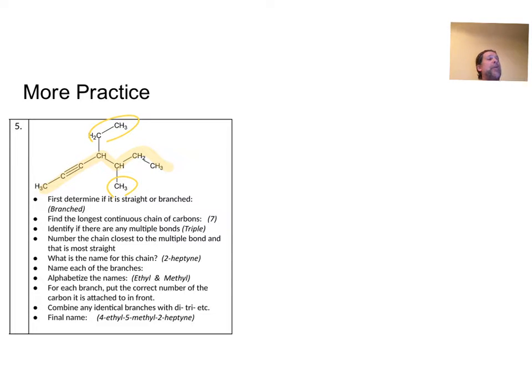It's got a multiple bond, and the multiple bond happens to be a triple bond, so it's an yne. We said it was 7 carbons long, so it's going to be a heptyne. We need to tell the world where the multiple bond is, and in this case the multiple bond appears between carbons 2 and 3. Remember, with a multiple bond we start numbering closest to it, so it's going to be a 2-heptyne.